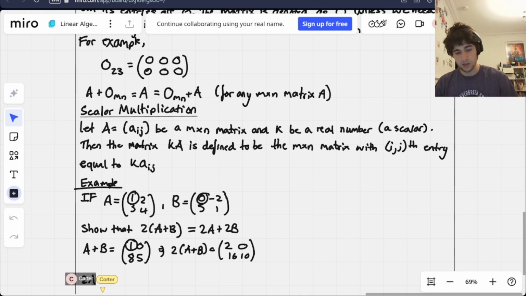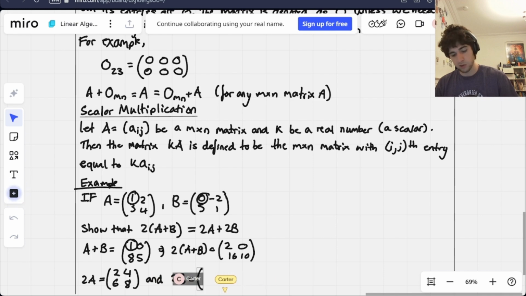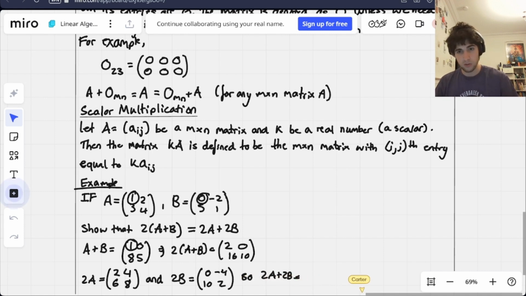Now we calculate 2A, again just using the definition of scalar multiplication. We know what A is, so we multiply each of the entries in A by 2. So 1 times 2 is 2, 2 times 2 is 4, 3 times 2 is 6, and 4 times 2 is 8. And 2 times the matrix B is going to be 2 times all of its entries, so we get 0, -4, 10, and 2. If we add those two together, 2A plus 2B is equal to 2 plus 0 is 2, 4 plus -4 is 0, 6 plus 10 is 16, and 8 plus 2 is 10. And notice that this is exactly the same as 2 times the matrix A plus B in brackets.